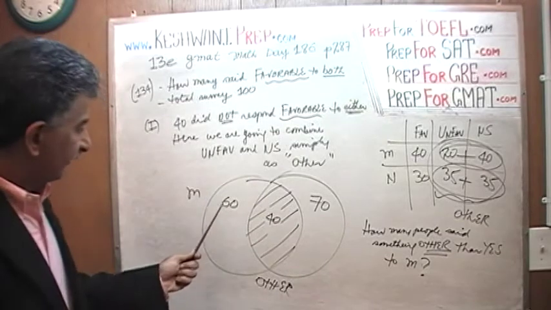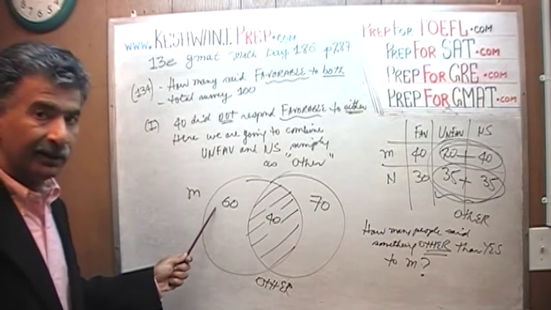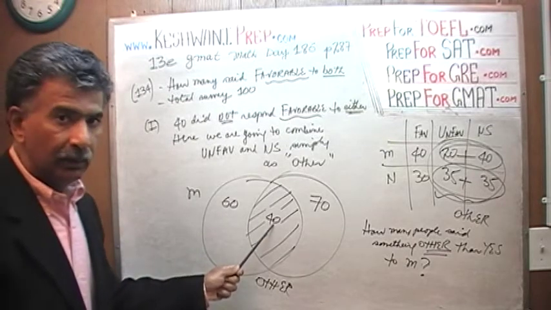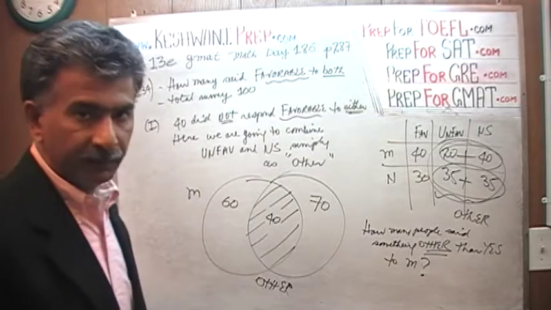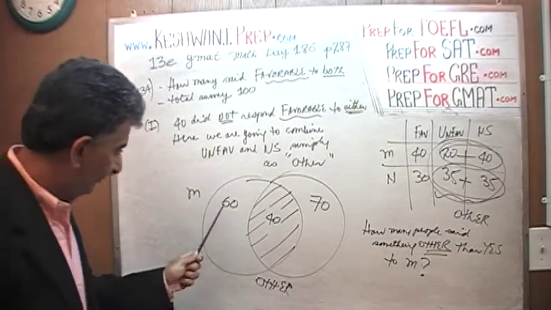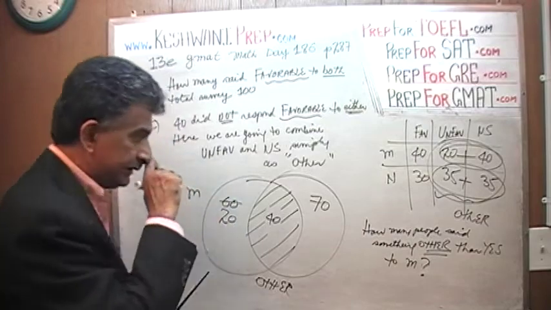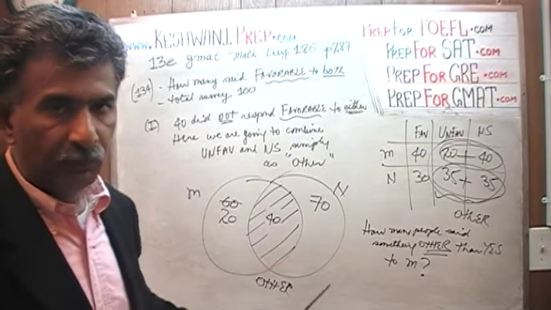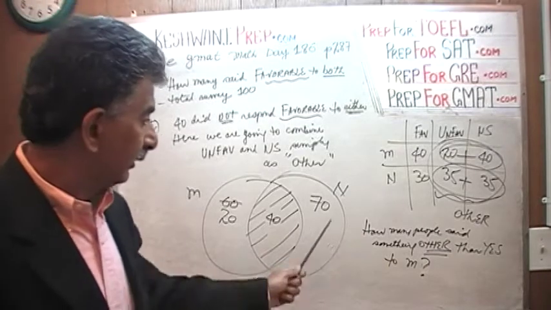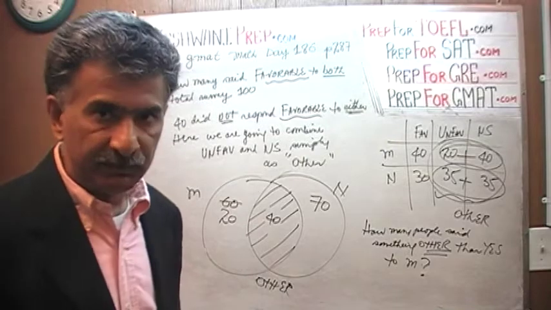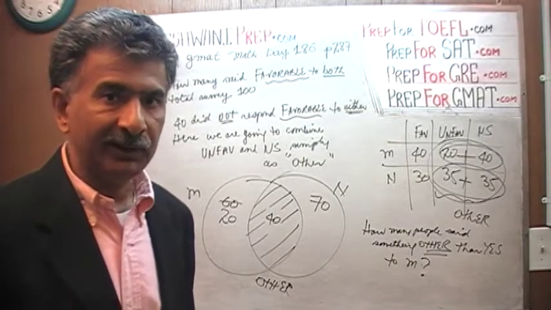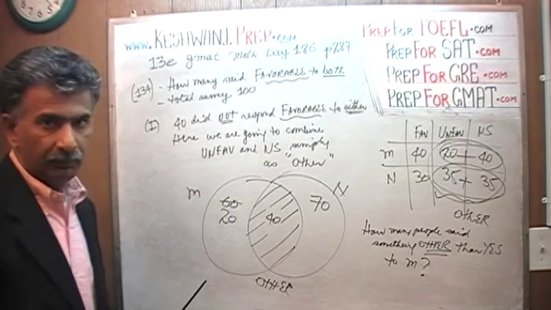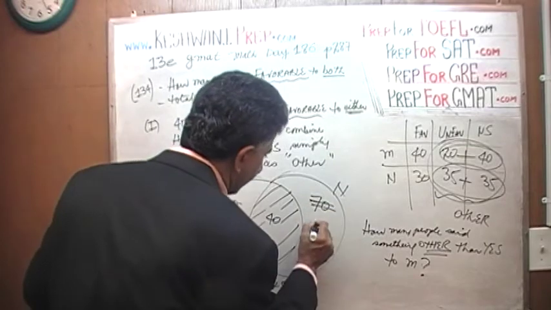There were 60 people who said something other than yes for M, out of which 40 also said something other than yes for N. So we cannot double count those people. This 60 has to convert to 20. Similarly, there were 70 people who said something other than yes for N, and of those 70, 40 also said something other than yes for M. Therefore, we cannot count those 40 twice. We cannot double count it. So this has become 30.